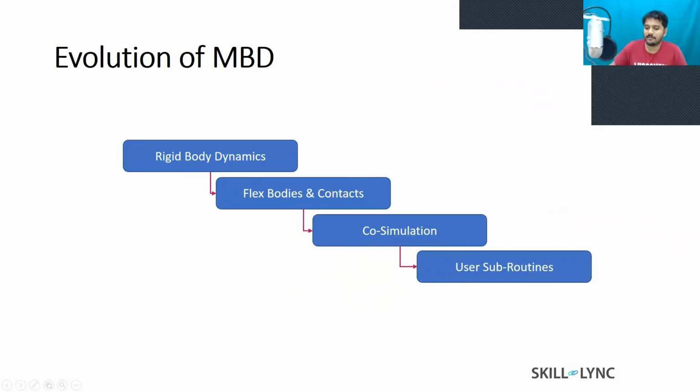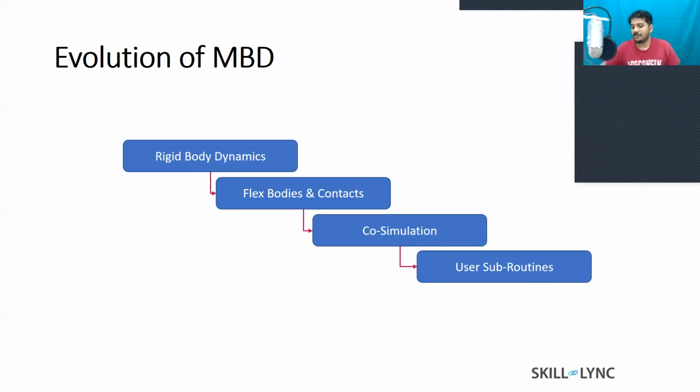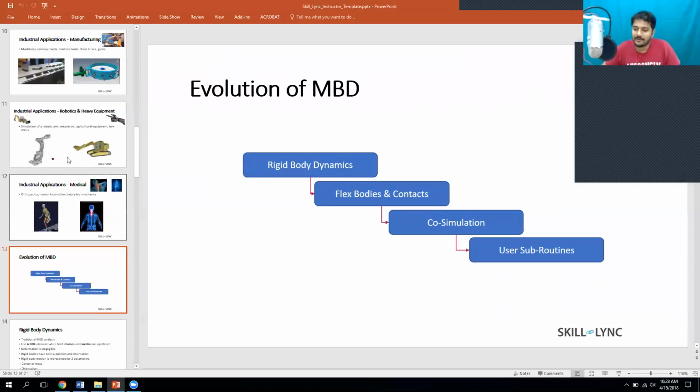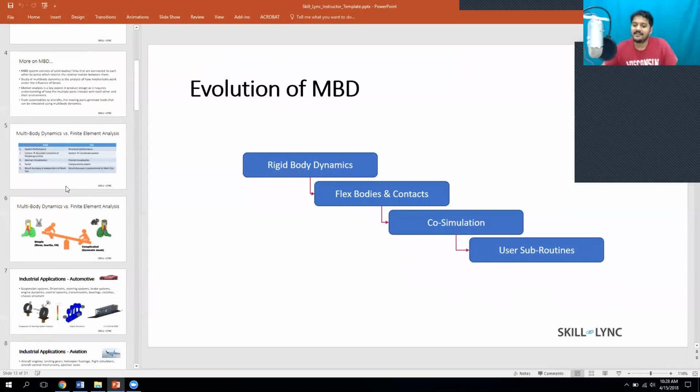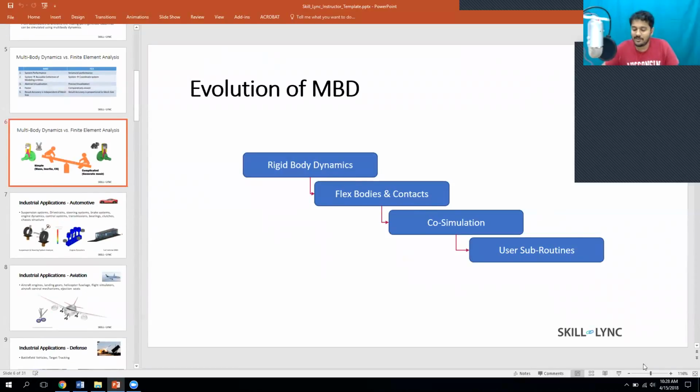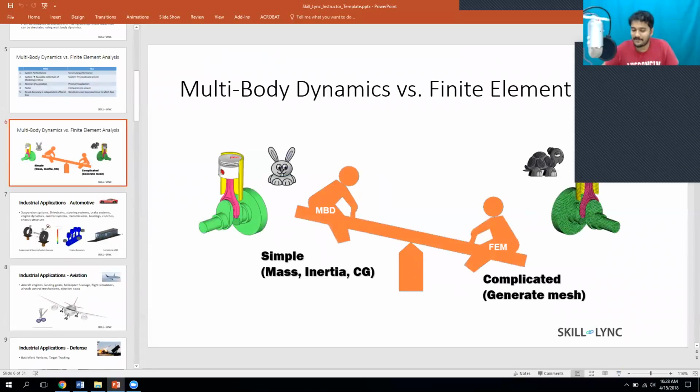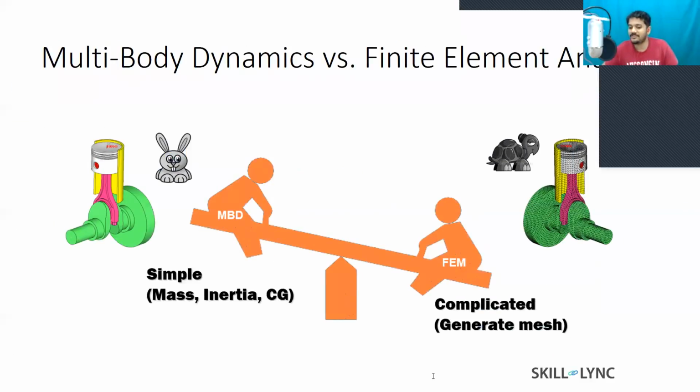One of the questions is from Mivin. He looked at the slide where, for multibody dynamics, you had a picture of a hare, and for finite element analysis, a turtle. I think he wants your comment on the differences in computational time.